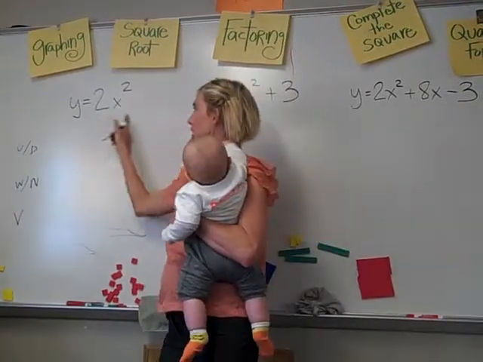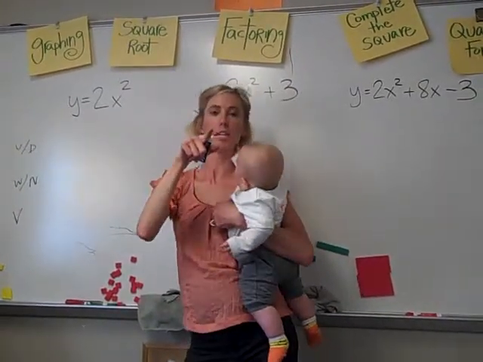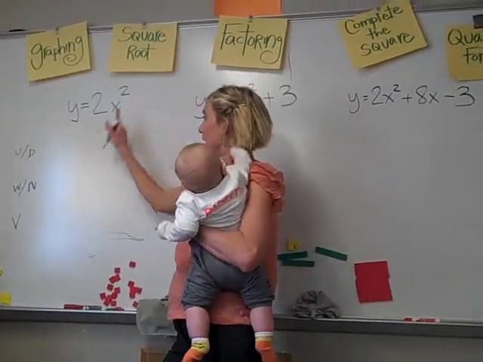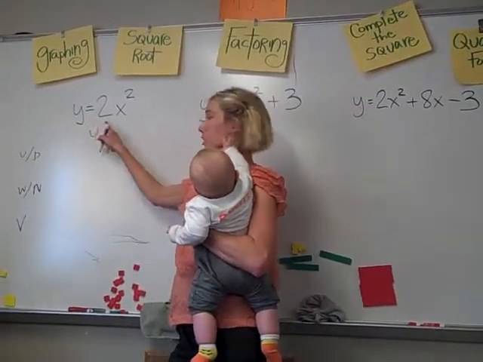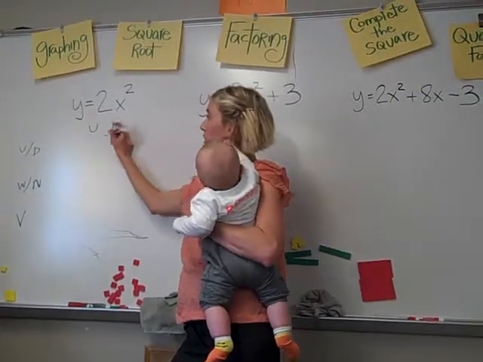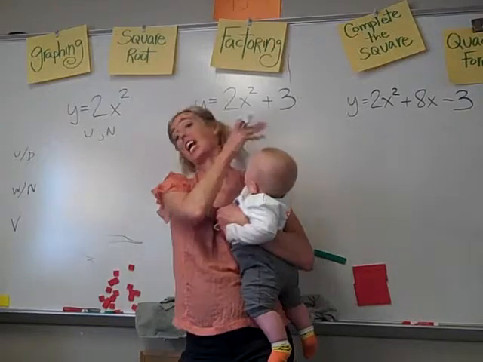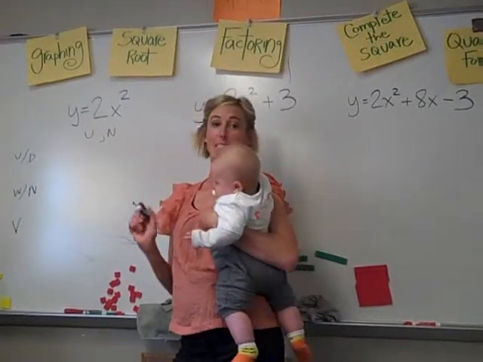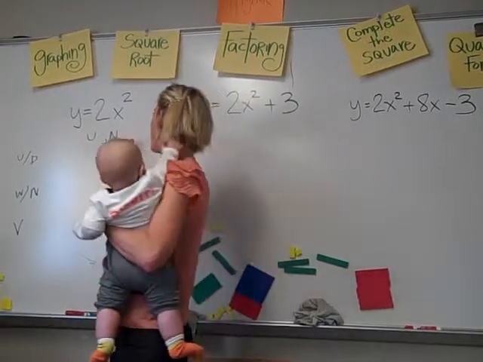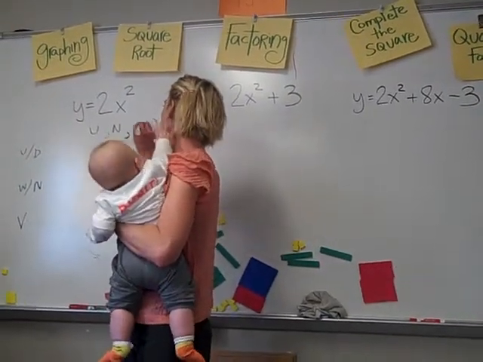On this particular one, you are taking notes on this right now, people. Y equals 2x squared. This is going up because the 2 is positive. It is narrow because the 2 is bigger than the parent function. And the vertex is at 0, 0, or 0, C, or opposite of B over 2A. It is at 0, 0.